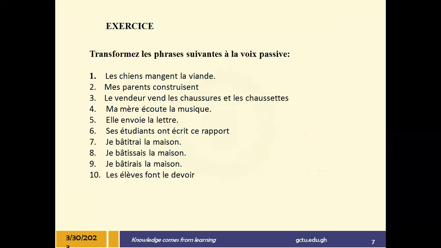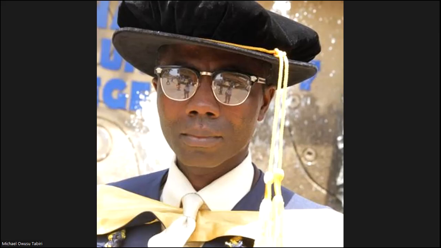Donc c'est ça. You can try your hands on the following questions. Les chiens mangent la viande. Mes parents construisent. Oh, I should have written something. Maybe construire la maison. I should have added it. Mes parents construisent la maison. Let me minimize it and write. Oh, it has gone off. I think there is a noun that should be added. There's omission here. So let me add it, it should be mes parents construisent la maison, like my parents build the house.